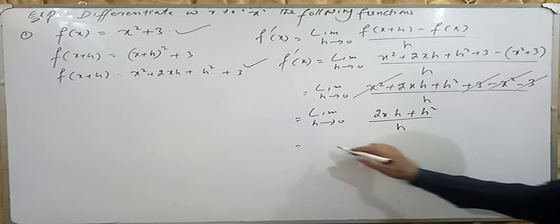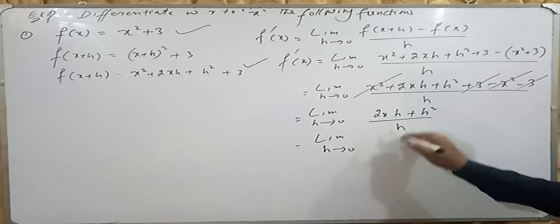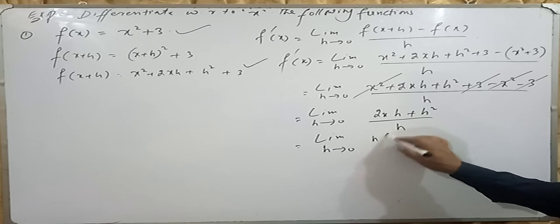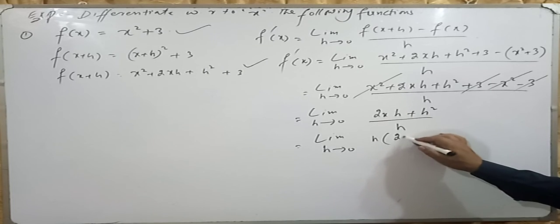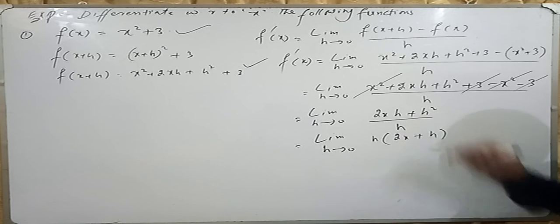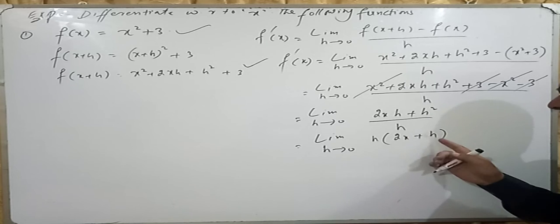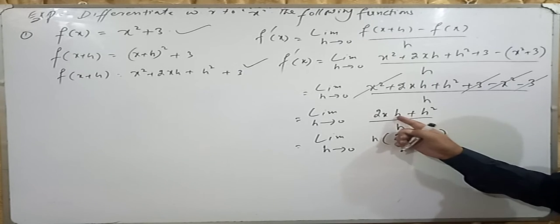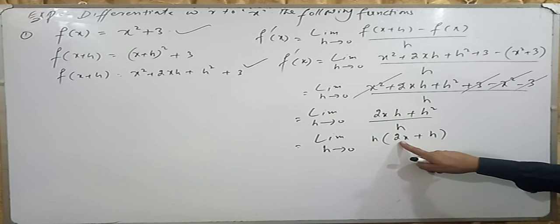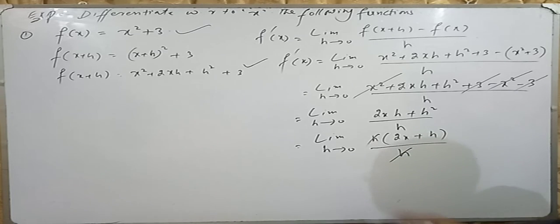Now what is common in the numerator? Limit h tends to 0. What is common? H. So take h common. What will remain? 2x plus h. This is h square, so when we take h as a common element, the square will become h power 1, and from here h will be common, so what will remain? 2x, divided by h. So h cancels with h.